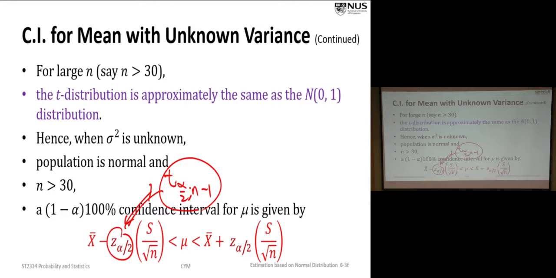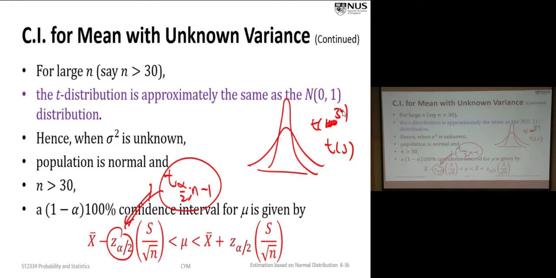So what I'm saying is that this may be a t distribution with 3 degrees of freedom, and this may be a t distribution with 130 degrees of freedom. And this already looks like a standard normal distribution. All right, so we'll replace it.